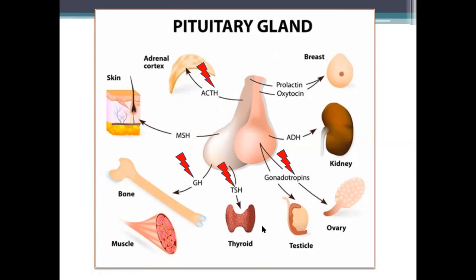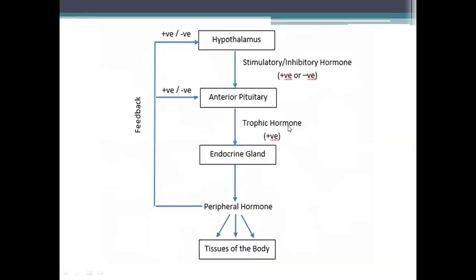TSH acts on the thyroid gland. Prolactin acts on the mammary glands and the reproductive system, and MSH acts on skin coloring or pigmentation. The ADH, antidiuretic hormone, acts on the kidney tubules, and oxytocin acts on the uterine muscles and the mammary glands.